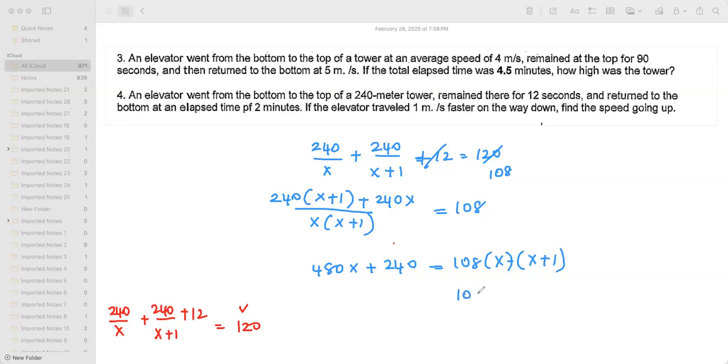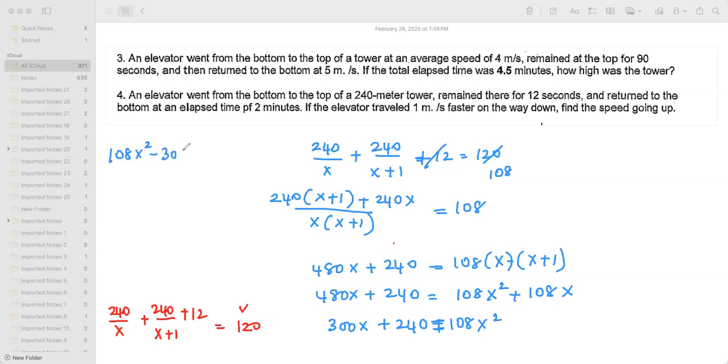After this? Afterwards, it simplifies to 108x squared plus 108x. And then if you subtract 480x plus 240 on each side, you get 0 equals 108x squared minus 372x minus 240. And then that's giving me a radical if I plug it into the quadratic formula. It would be 108x squared. Wait, is it 300? I think it's not 300.